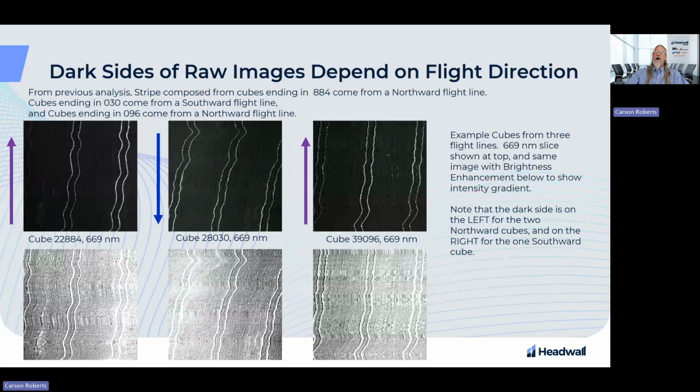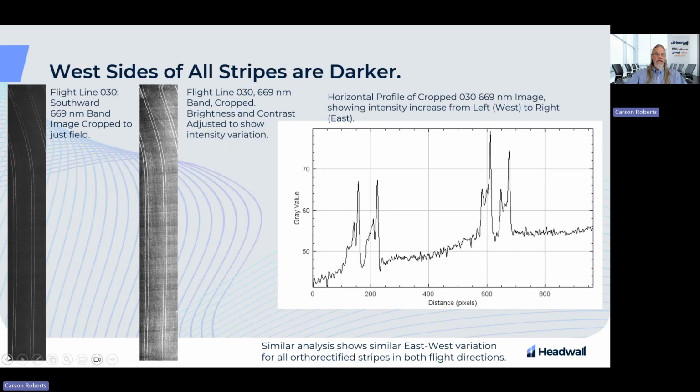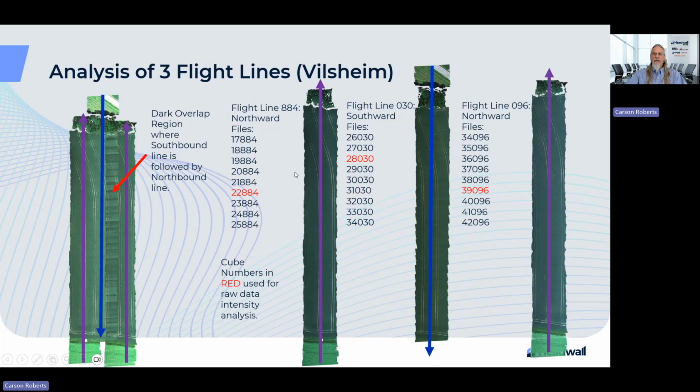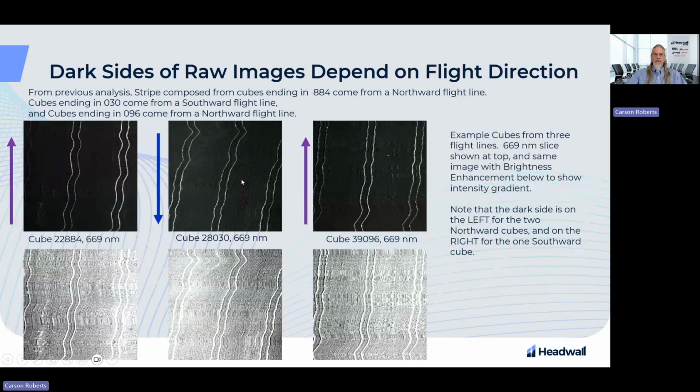So rather than trying to crop the whole image after being orthorectified, let's just look at the raw data cube. So if we go back, you can see that in the orthorectified data cube, you have wavy edges with straight lines in the middle. And in the raw data cube, we have wavy lines in the middle and straight edges. And so here's a northbound one, a southbound one, and another northbound one. And when I enhance the brightness and contrast, both of the northbound flights are dark on the left-hand side, and the southbound flight is dark on the right-hand side. And then we're going to associate those with whether it's east or west. The answer ends up being the dark sides are always in the west.